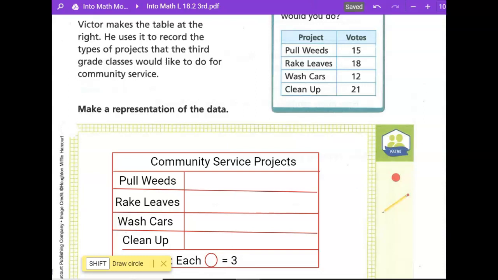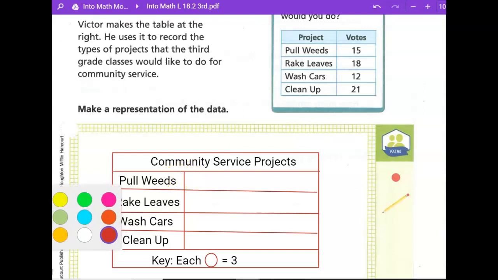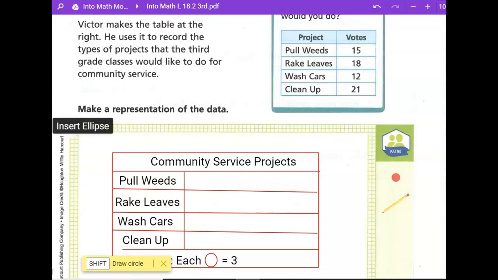So each circle is going to equal 3. So if we look at pull weeds up here in our chart, there are 15. So if we count by 3s, 3, 6, 9, 12, 15, we get to 5. So we need 5 circles in here. 1, 2, try to make them about the same size. 3, 4, and 5.